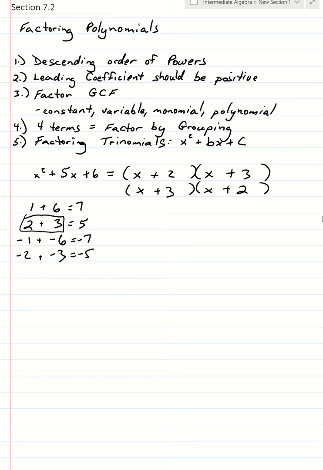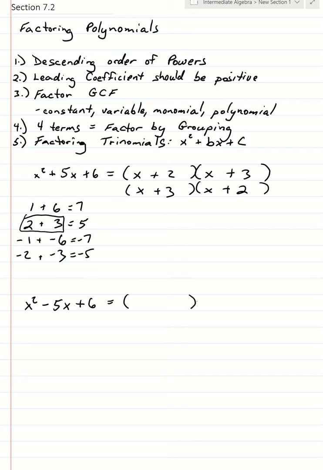Let's say we have, we'll do something similar. X squared minus 5x plus 6, okay? It is very similar to the one that we just did, and so step 1 is done. It is in descending order. My leading coefficient is positive. Once again, there is no greatest common factor, and it's not a 4-term polynomial. So we're already up to step 5, where it is a trinomial that we will try to factor.